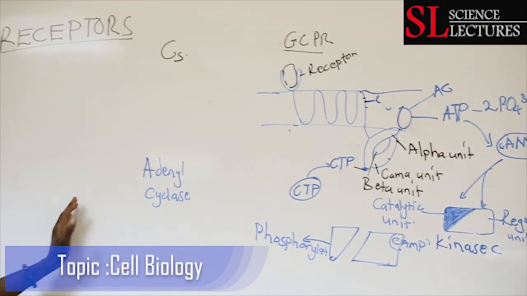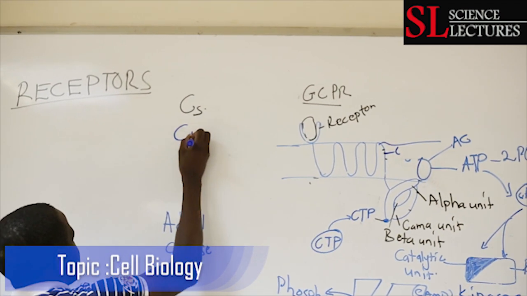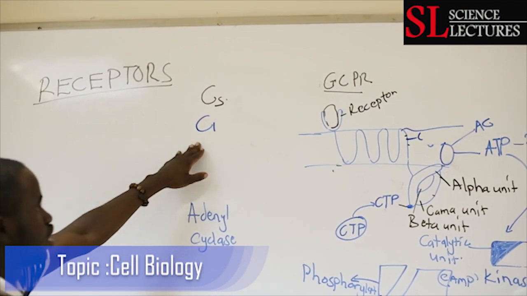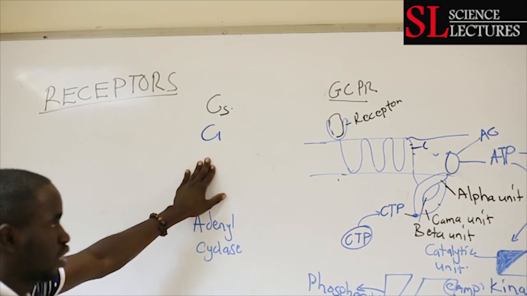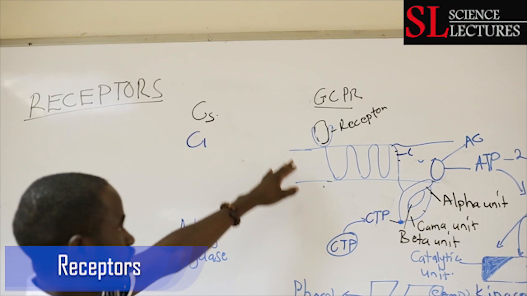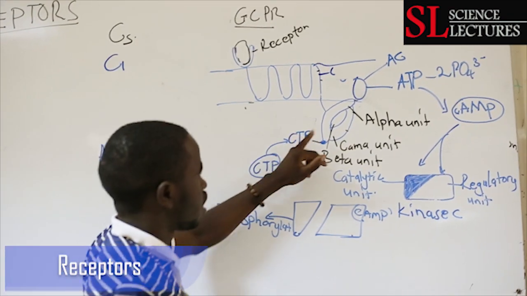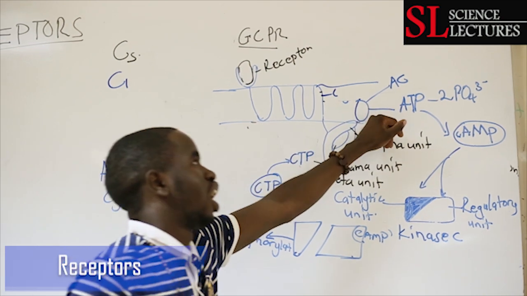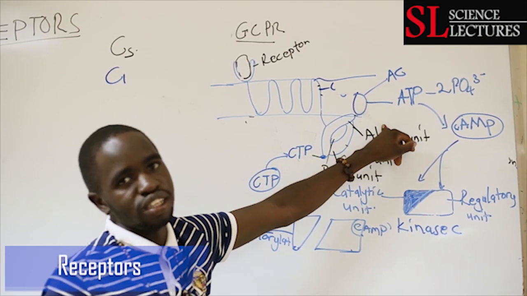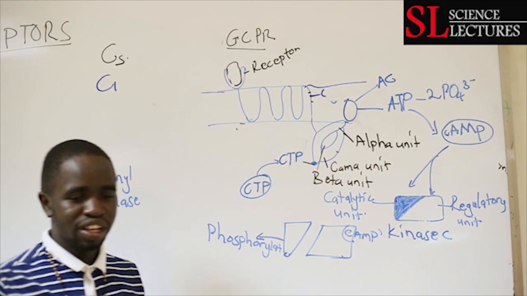Another type of the G protein coupled receptor is GI. GI is the G coupled protein receptor inhibitory. It has a similar pathway, only that when the signaling molecule binds here, it shall prevent the alpha unit from activating adenyl cyclase, and we shall have no response. Thank you very much.